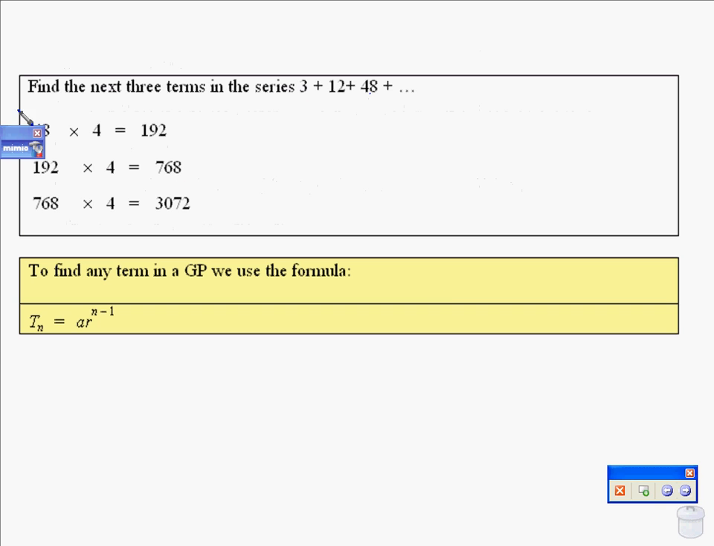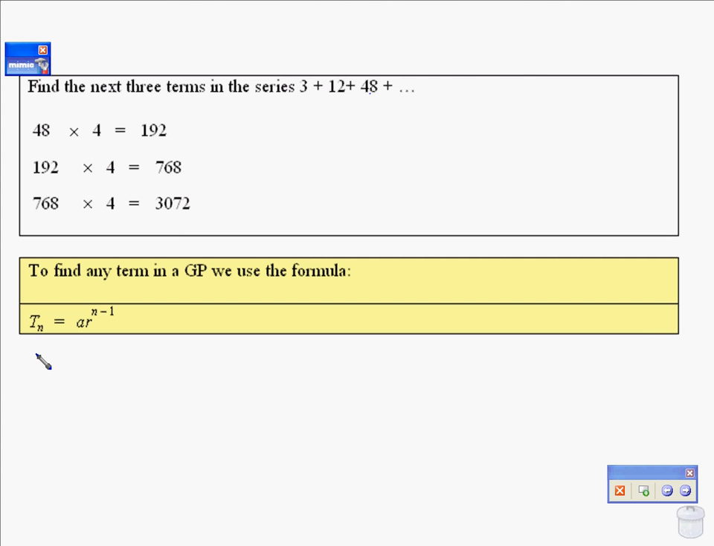If we have a look at the terms in this series, we want to get the next 3 terms. 3, 12, 48, we're multiplying by 4. So we multiply the 48 by 4 to get 192, we multiply the 192 by 4 to get 768, and we multiply 768 by 4 to get 3072. So that's how we get the next 3 terms in the series.